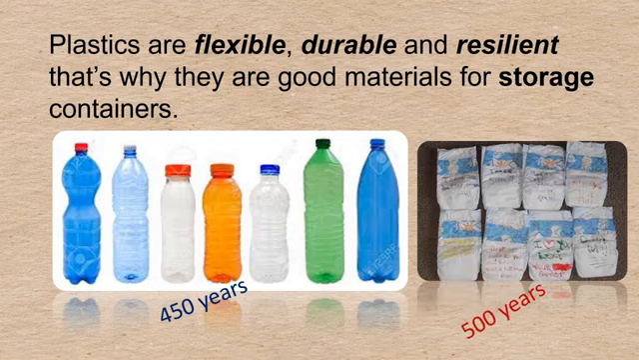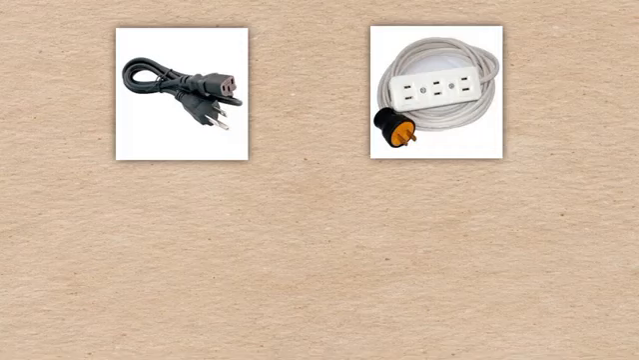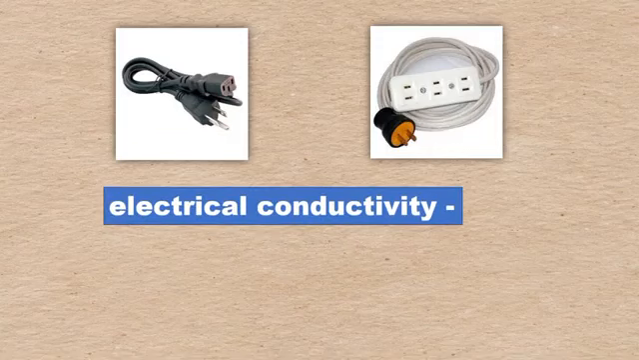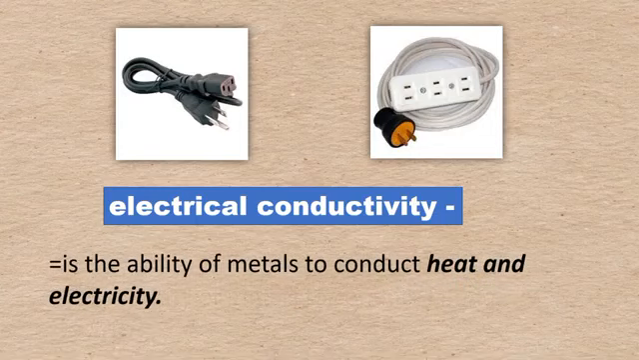Some materials found at home, like the power cord of the rice cooker or extension wires, are made from copper wires. These materials are good conductors of electricity. Electrical conductivity is the ability of metals to conduct heat and electricity.